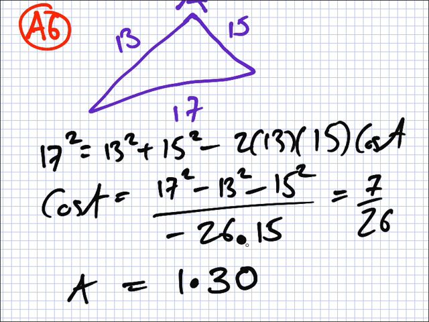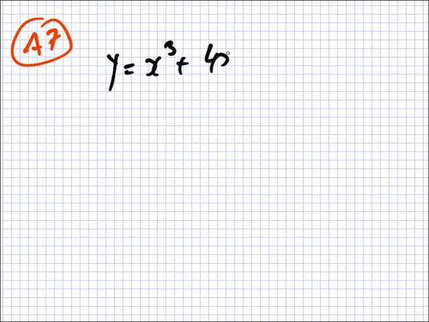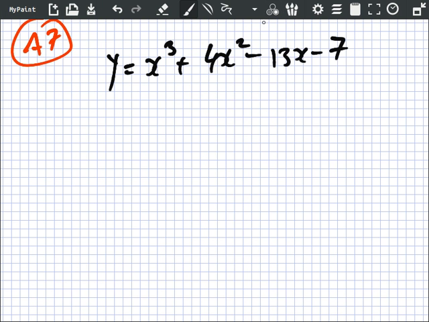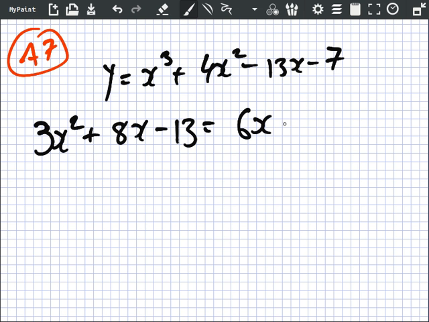Can we go on to 7? A7: you had y equals x cubed plus 4x squared minus 13x minus 7, and they wanted you to make the first derivative equal to the second. So, what was the first derivative here? 3x squared plus 8x minus 13. And the second derivative? 6x plus 8.